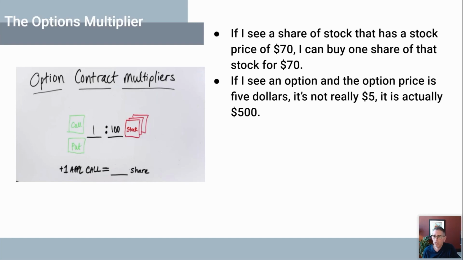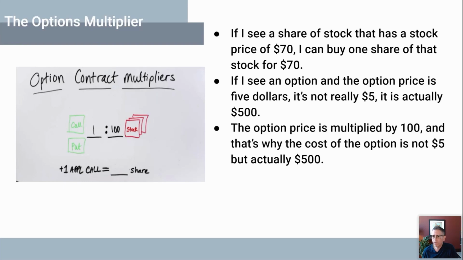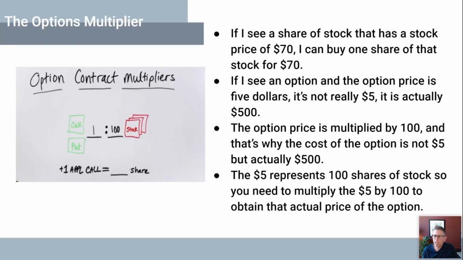5 times 100. So if I see an option and the option price is $5, it's really not $5, it's actually $500. The option price is multiplied by 100 shares of stock, and that's why the cost of the option is not 5, but actually 500. The $5 represents 100 shares of stock, so you need to multiply $5 times 100 to obtain the actual price of the option, and it is referred to as the option premium.